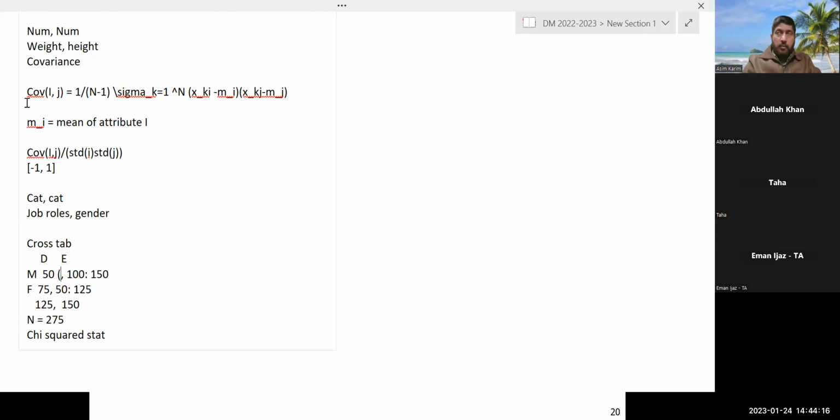So we can compute this value by simply taking the cross product of 150 into 125 divided by the total 275. So 68 is the expected value if they are assumed to be independent. So this value has come. Now the chi-square, of course, is computed for each cell. There are 4 cells here, and then we simply add the differences in the chi-square stat.